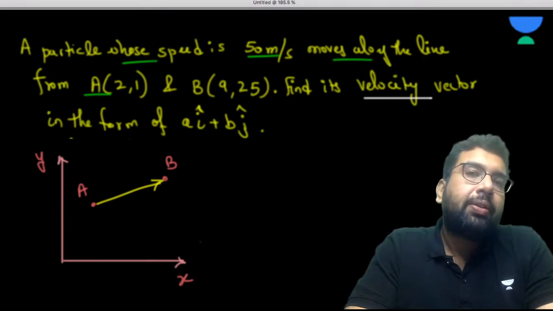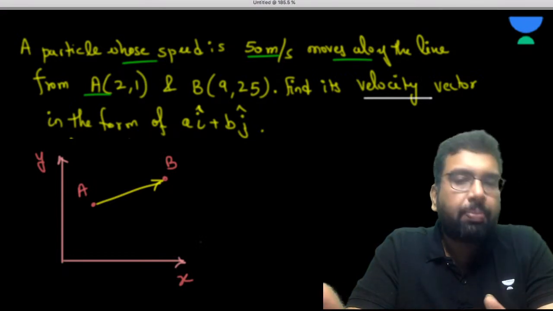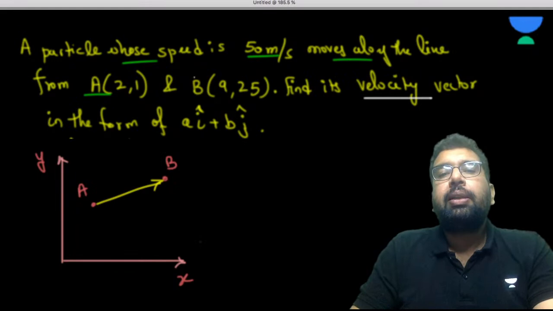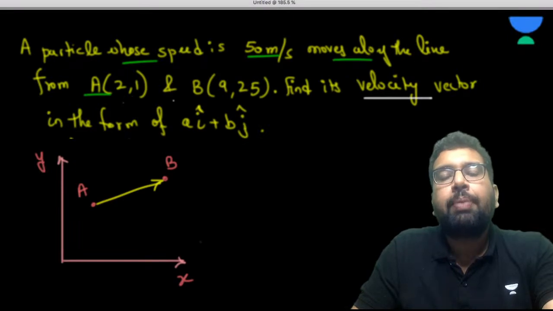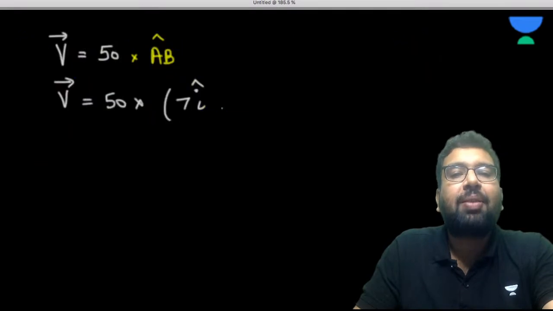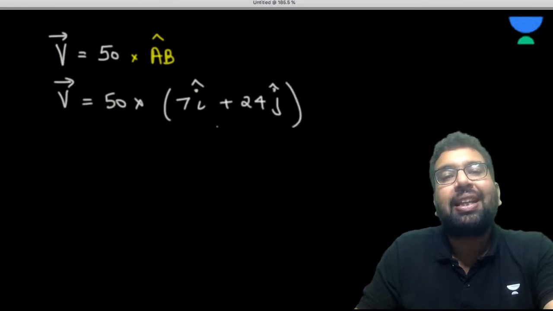Now what we learned, sir: displacement vector, whenever you are finding between two points, you take the position vector of the final position minus the position vector of the initial position. See how you can do it. Simply subtract the x component, simply subtract the y component. So 9 minus 2 will become 7 i cap. A coordinates are 2, 1, B coordinates are 9, 25. So subtracting the x component, and the y component is 25 minus 1, that is 24 j cap. So this is not AB cap, this is AB vector.